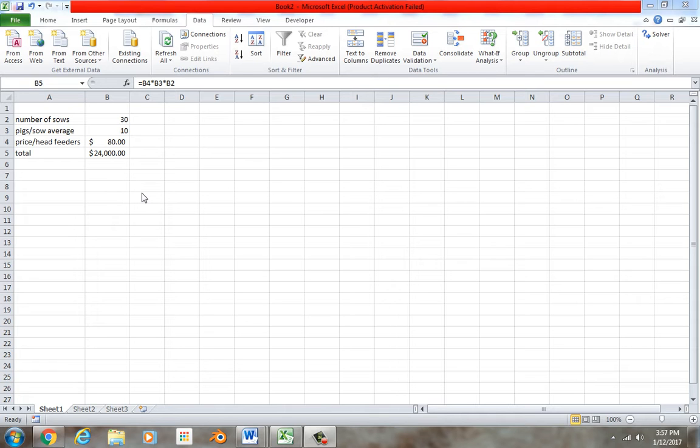Suppose you had 30 head of sows and you average 10 pigs per litter. That is on average. And the price per head for feeders, let's say they're $80 a head right now. So then the total is just that times that times that. You expect to have 300 babies a year, 80 bucks a piece. Voila, you're there. Now, that's pretty easy to do.